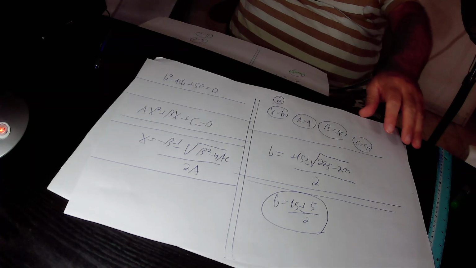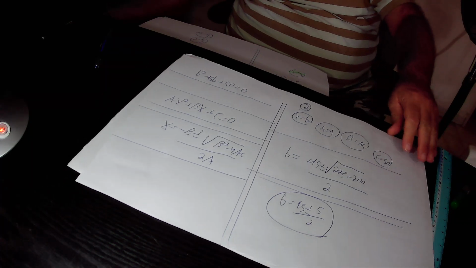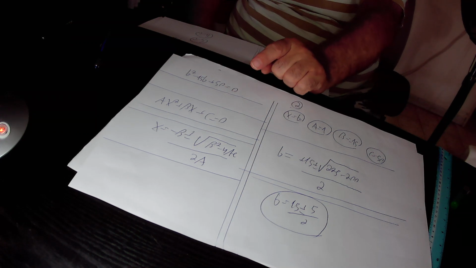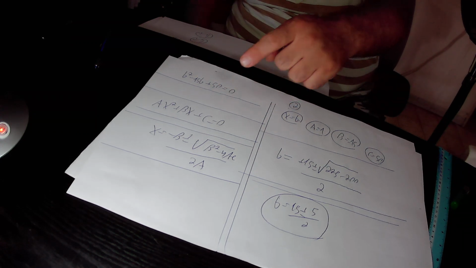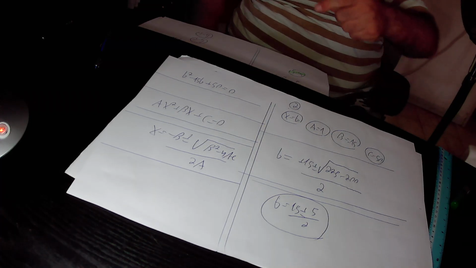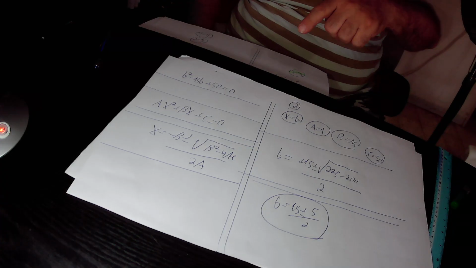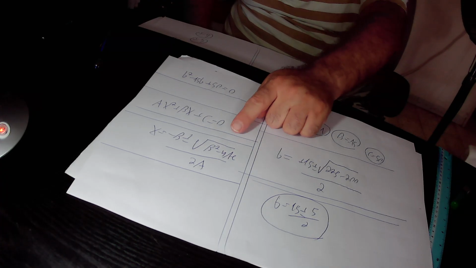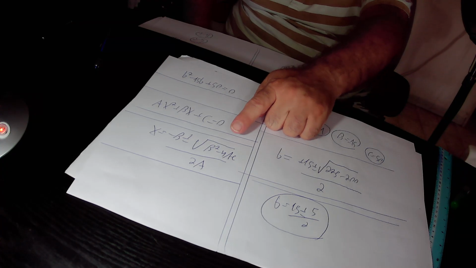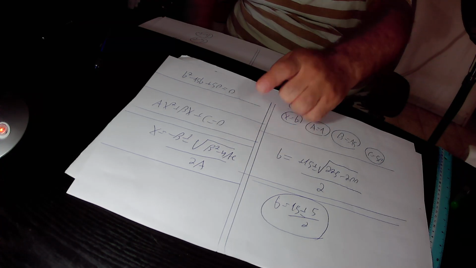So this is a quadratic equation, and the general form of a quadratic equation is ax squared plus bx plus c equals 0. In this general formula, a, b, and c are the coefficients of this quadratic equation, and x is the variable that we are looking for. And we find the value of x according to the following formula: x equals minus b plus minus the square root of b squared minus 4 times a times c, over 2a.